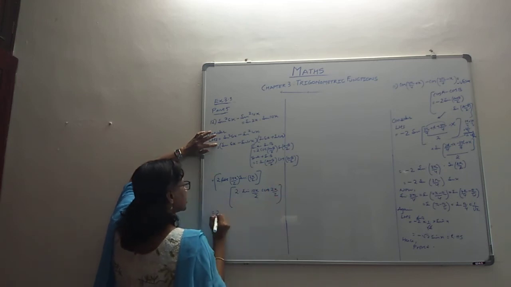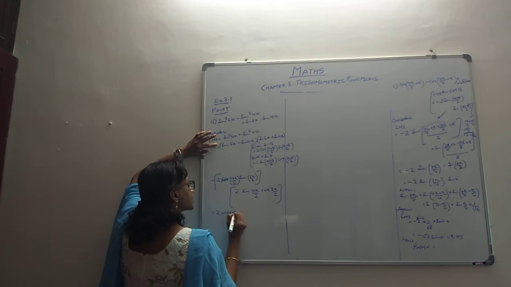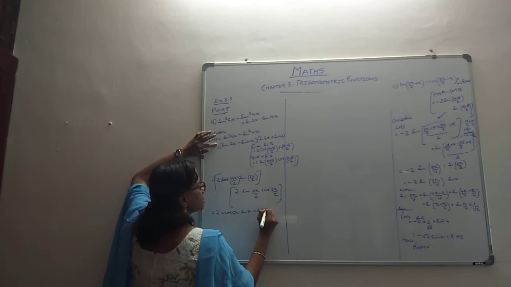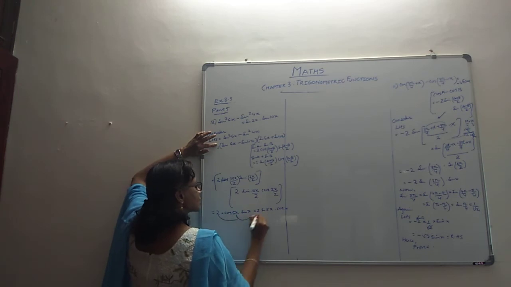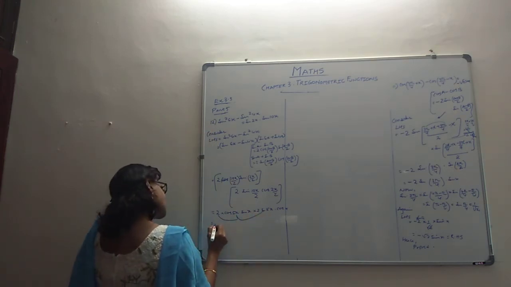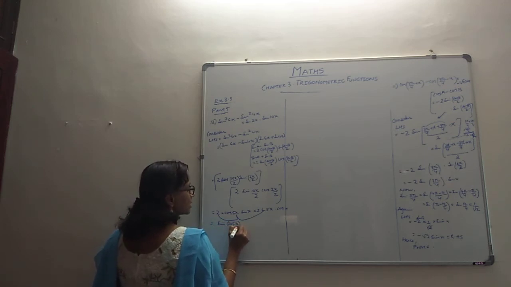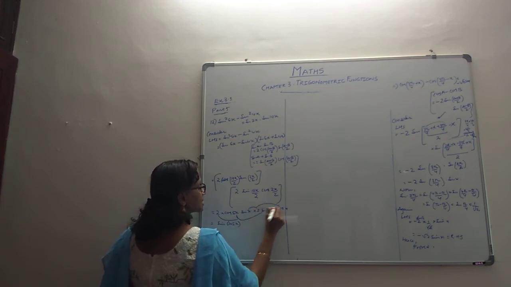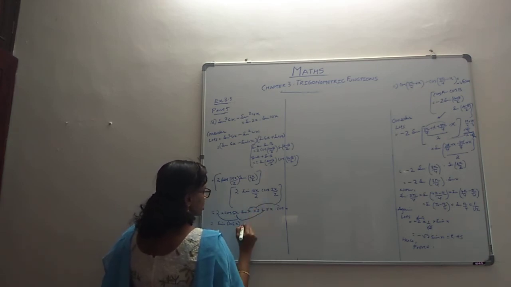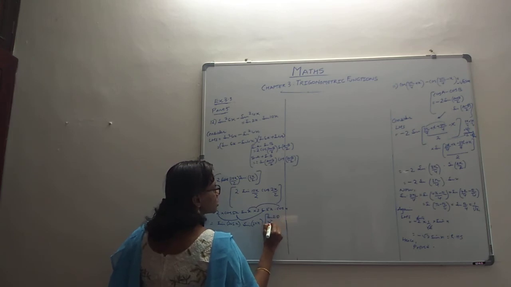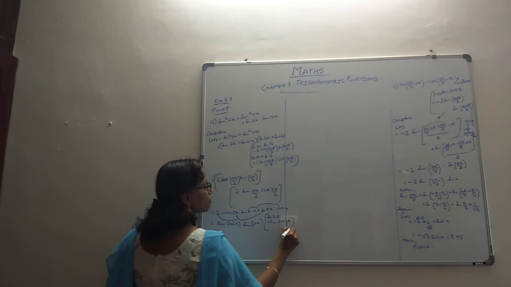Let's further simplify. It is 2 cos 5x sin x, 2 sin 5x cos x. Let's club 2 cos x sin x together, which can make it sin 2 into 5x, and let's club 2 sin x and cos x together. So 2 sin x cos x together can make it 2 sin 2 into x. Why do we get this? We get this by the formula sin 2θ = 2 sin θ cos θ. By that formula we are getting this.